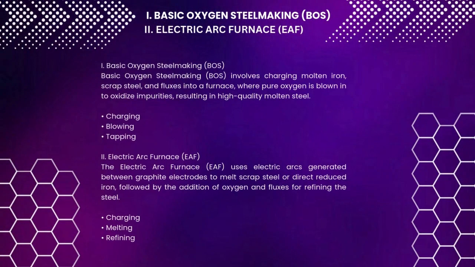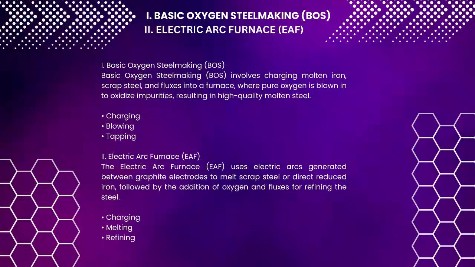Basic oxygen steel making involves charging molten iron, scrap steel, and fluxes into a furnace, where pure oxygen is blown in to oxidize impurities, resulting in high-quality molten steel. In the BOF process, we start by charging a mix of molten iron, scrap steel, and fluxes, such as limestone, into a basic oxygen furnace.